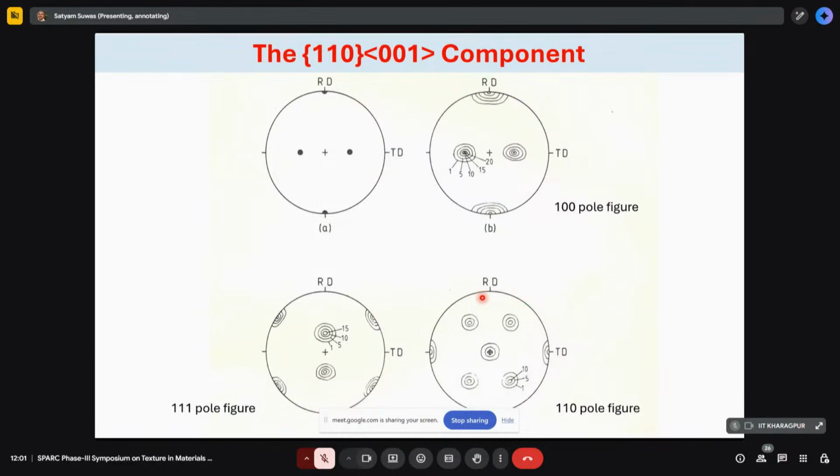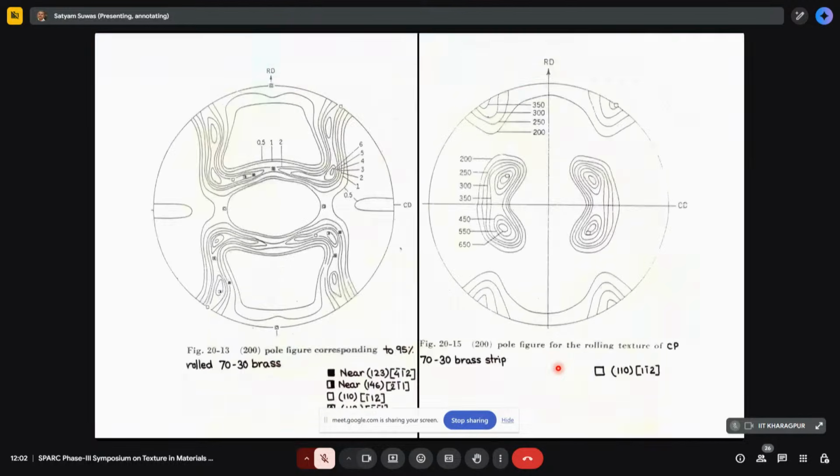So similarly, you can have another texture component like 110, 001. If you read it through a 100 pole figure, then you will have this disposition of points, right? It is like this. The same texture, the same orientation, can be presented on a 111 pole figure, and then the disposition of poles will be different. And for a 110 pole figure, it will be even more different, right?